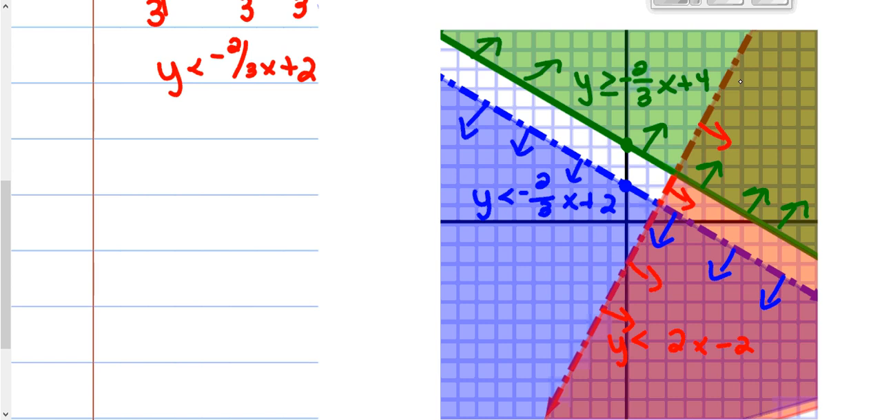Always think of less than as below, greater than as above. That way it's not confusing. Don't think of right or left unless it's a vertical. So always think above or below.